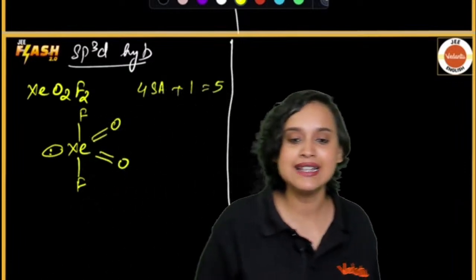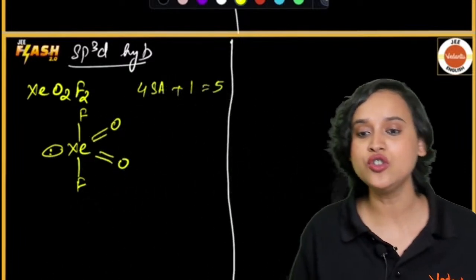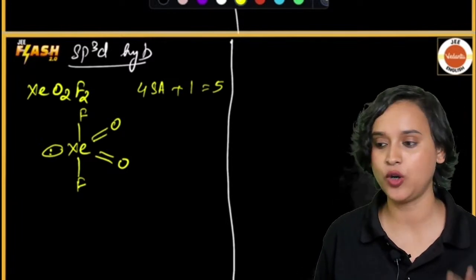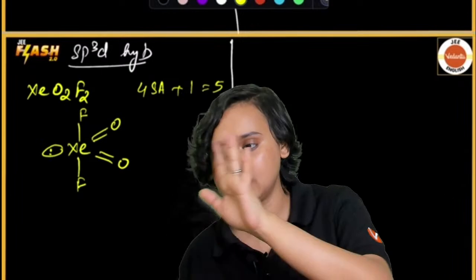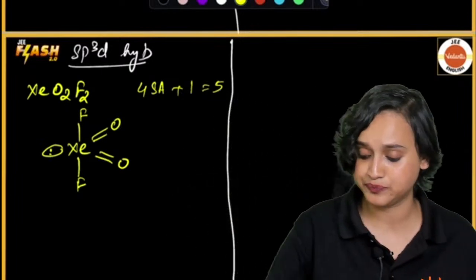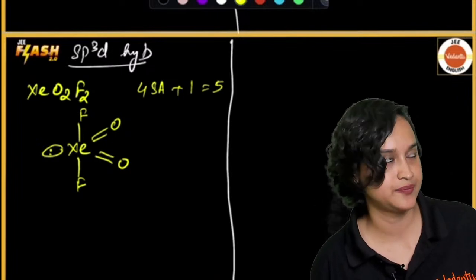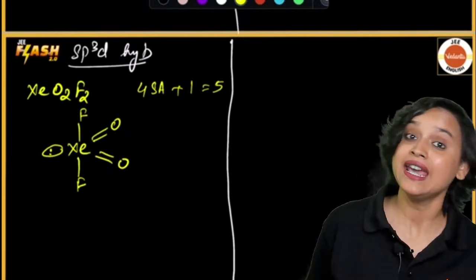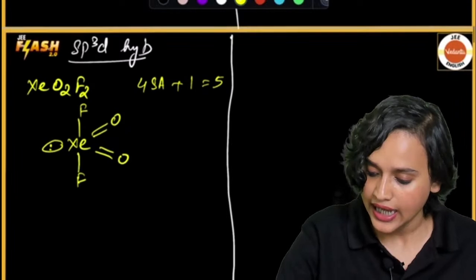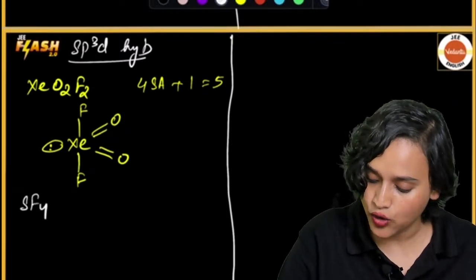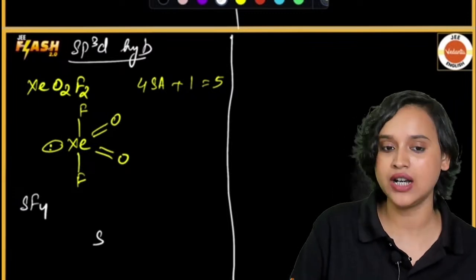Now if we want to find the shape, PCl5 will come. Let's say that we want to take SF4. Let's do it for SF4. For SF4, how do we draw it? See, we will have a sulfur here.